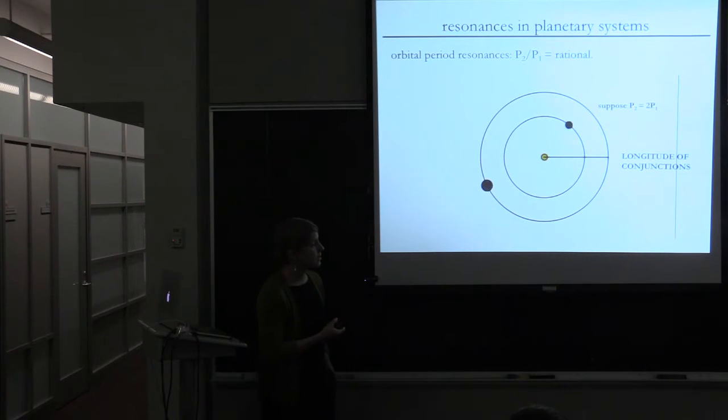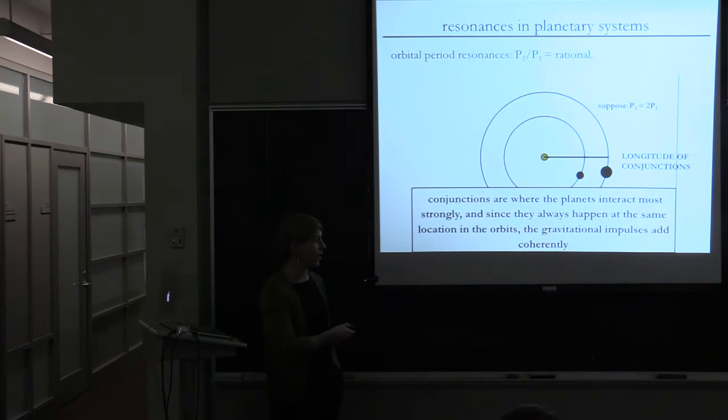So as the planets evolve and interact, what you see is that where they interact always stays at the same place in the orbits. So what this means is that even though each conjunction, each time the planets meet each other, their individual interactions are extremely small, they can add coherently and produce a larger effect. So resonances are actually where transit time variations are most observable because these gravitational impulses add coherently there.